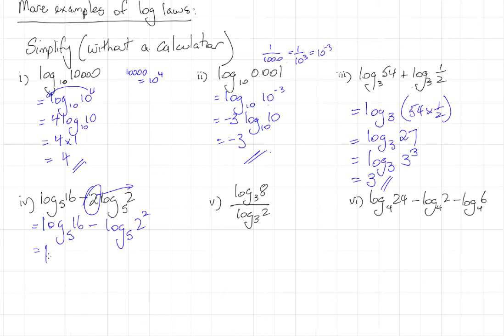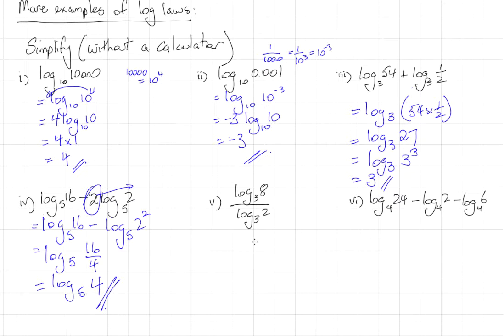Subtracting means we're dividing, so that's log to base 5 of 16 over, now 2 squared is 4. So that's log to base 5, 16 divided by 4 is 4. And that's as far as we need to go at this stage. We can't do that without a calculator, and there is a method to be able to work that out as a decimal, which we'll do a little bit later on. So that's as far as we can go, and we've simplified it.